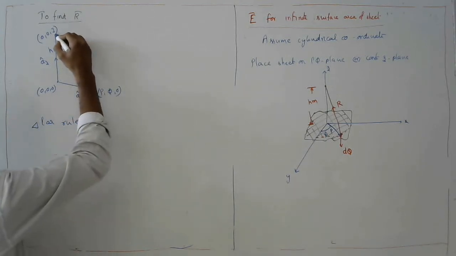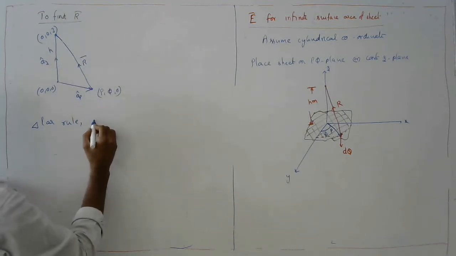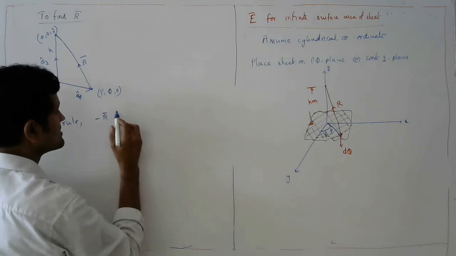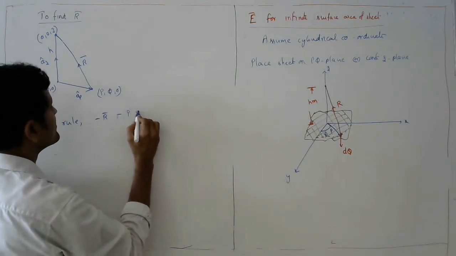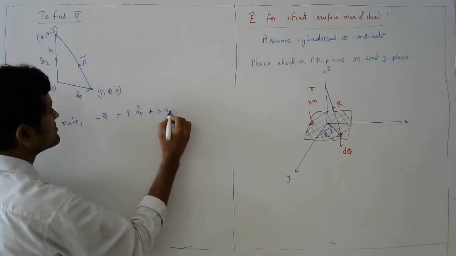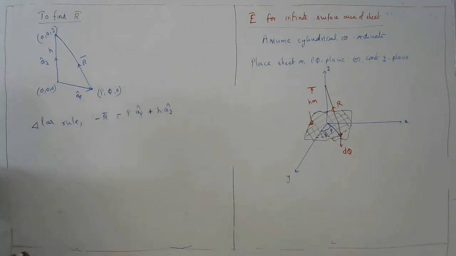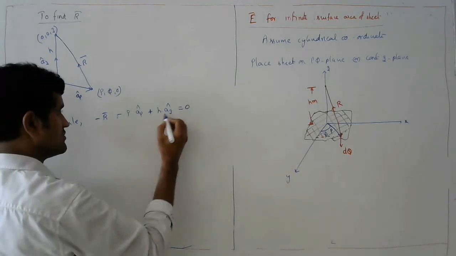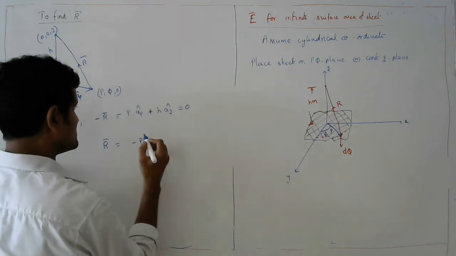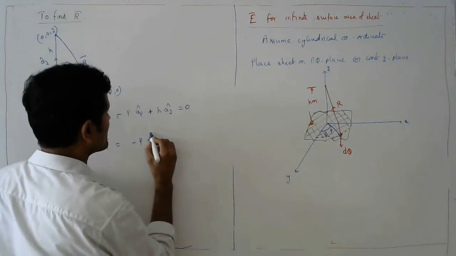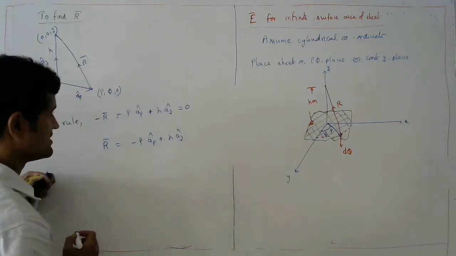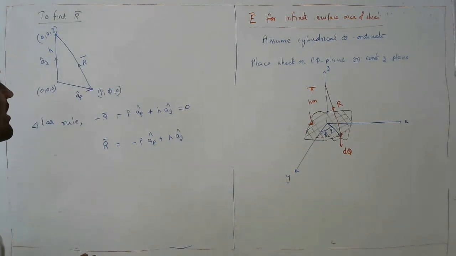Now from the triangular rule, I'm starting from here and going in the clockwise direction. So I can get here minus r bar, opposite a rho cap means minus rho into a rho cap, the same direction that means h into a z cap. So from this I should write r bar as r bar is equal to minus rho into a rho cap plus h or z into a z cap. This is the expression for r bar.